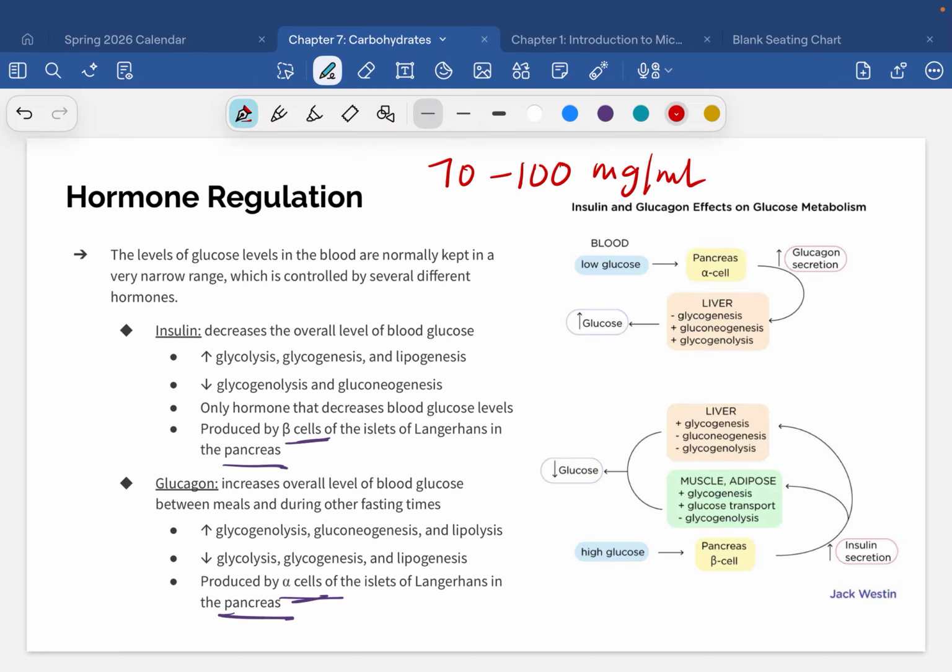So if our blood level goes above 100, our body is going to do what it has to do to bring it back down. If it goes below 70, our body is going to do what it has to do to bring it up. Now again, I want to stress that your blood level going above 100 or below 70 temporarily is perfectly normal. It is what is supposed to happen within your body.